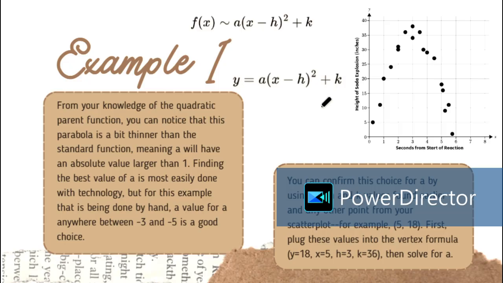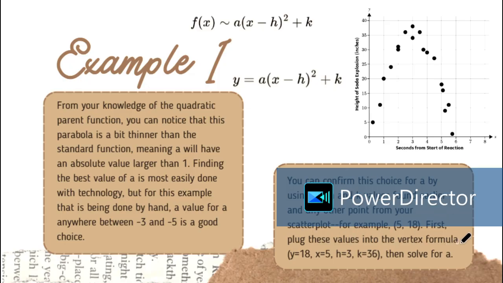Finding the best value of a is most easily done with technology, but for this example that is being done by hand, a value for a anywhere between -3 and -5 is a good choice. Don't worry, you don't need to do this at the end. I don't know how they expect us to know that. You can confirm this choice for a by using the h and k values found earlier, which is this vertex thingy, and any other point from your scatter plot. They chose 5 and 18.